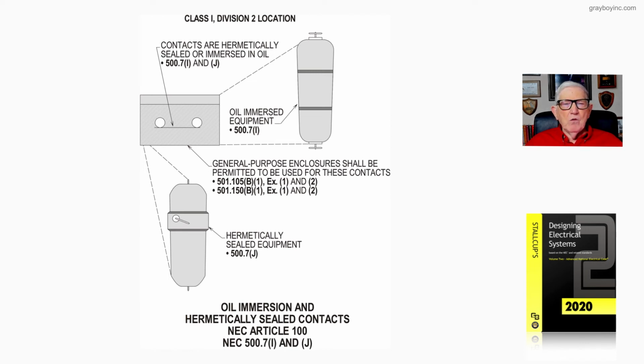And then, of course, 501.150(B)(1), Exception 1 and 2, deals with control circuits, signaling circuits, alarm circuits, fire alarm circuits, and so forth. And, of course, you see here in J, you're seeing hermetically sealed type equipment. So basically, that's what this all immersed and hermetically sealed contacts in Article 100 and 500.7 I and J is illustrating to the user of the NEC.